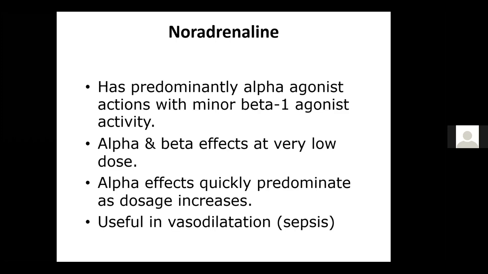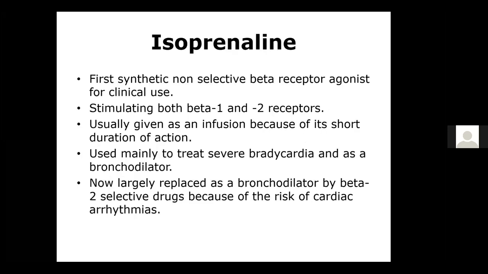So when you reduce the systemic vascular resistance by vasodilatation, then you cause decrease in blood pressure. So in sepsis, we use norepinephrine because of its alpha-1 receptor effects of causing vasoconstriction. So it is the drug of choice to use in septic shock. Okay.